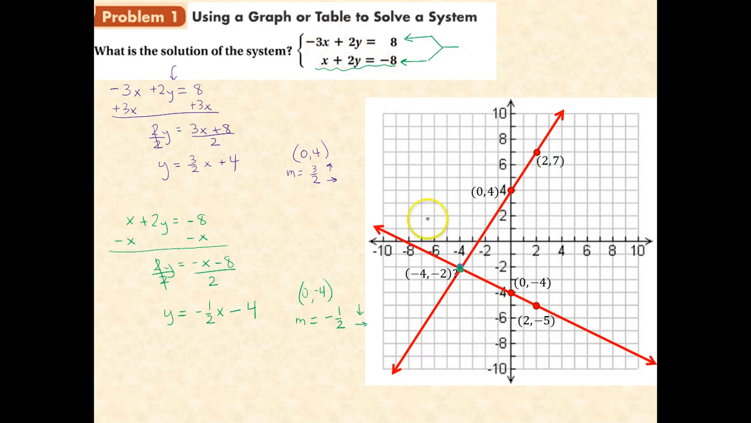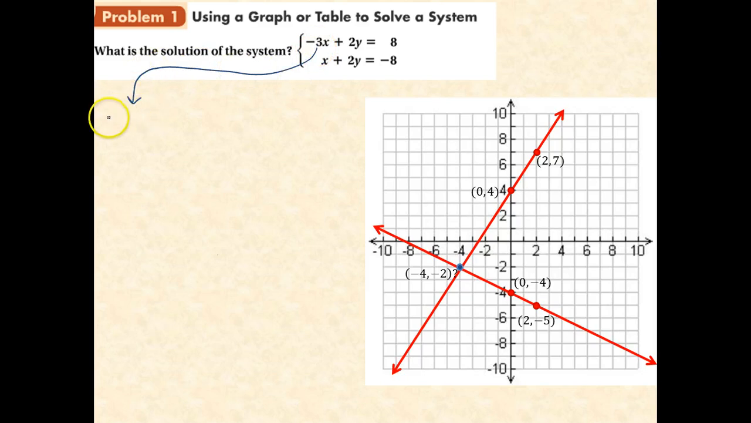Let's see if those x and y values make both of these equations true. So for the first equation, we got negative 3 times x plus 2 times y equals 8. So our x is negative 4, and our y is negative 2. Negative 3 times negative 4 is positive 12. And positive 2 times negative 2 is negative 4. 12 minus 4 is 8. So it works for the first equation. So we're happy there.